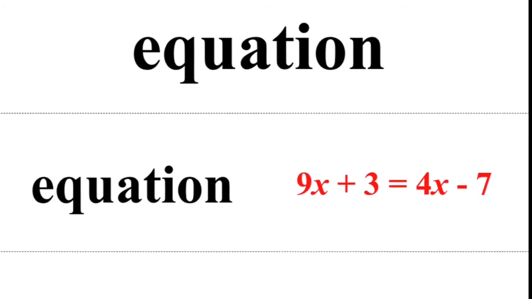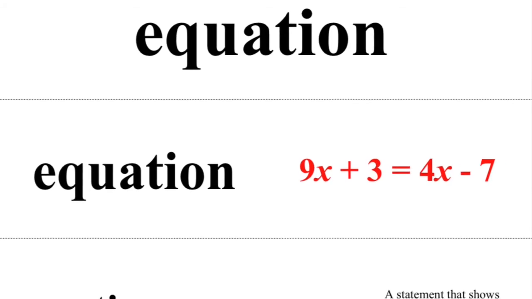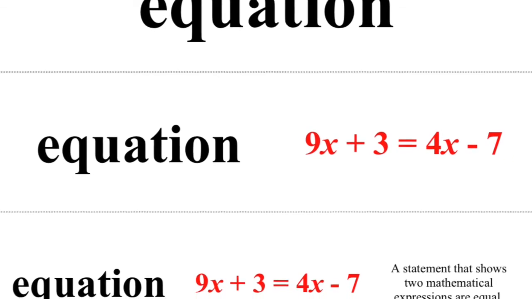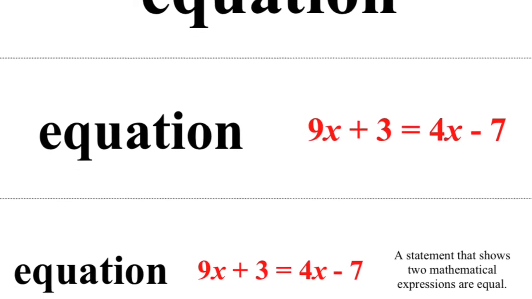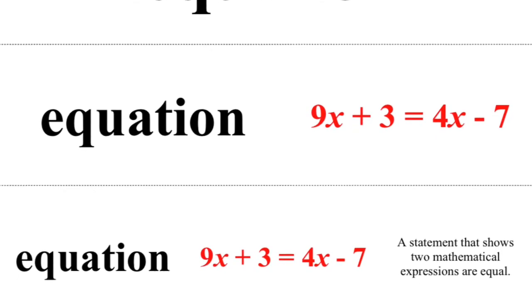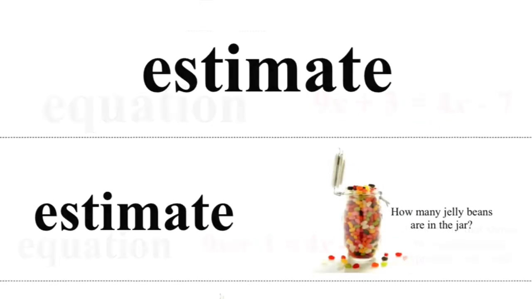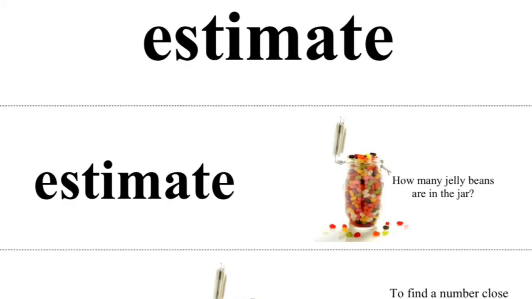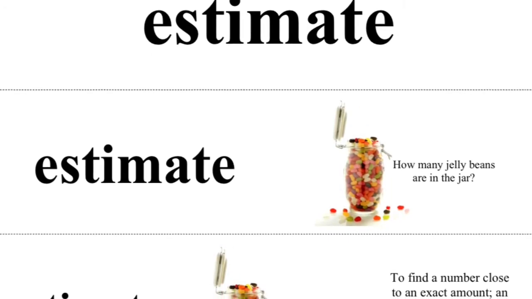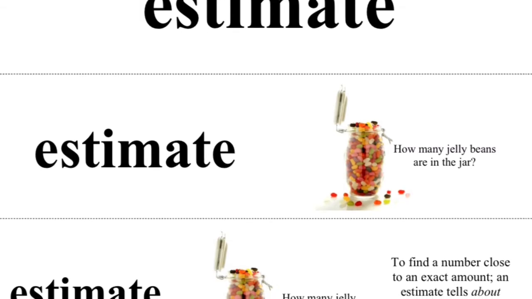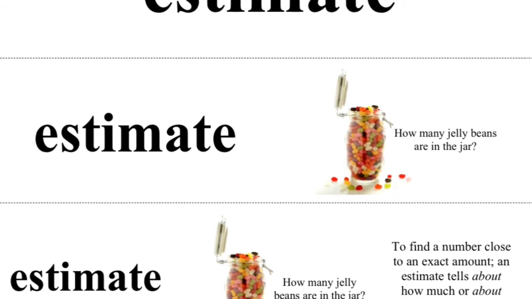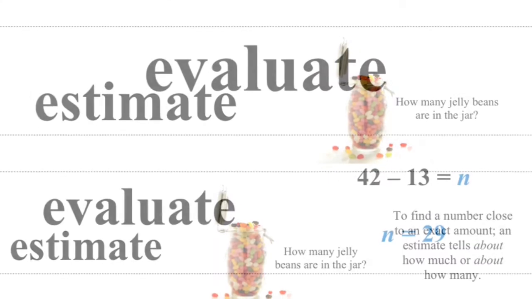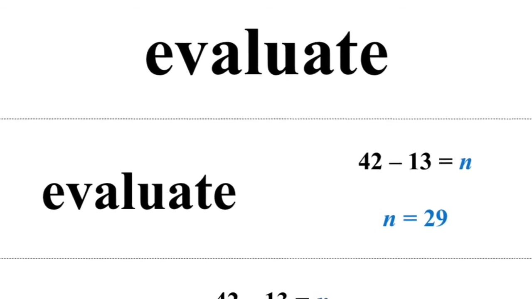An equation is any number sentence with an equals sign in it. An estimate is an educated guess. Evaluate means to simplify a mathematical expression.